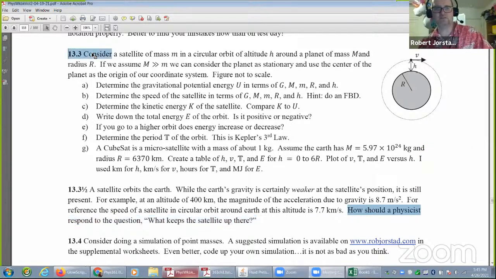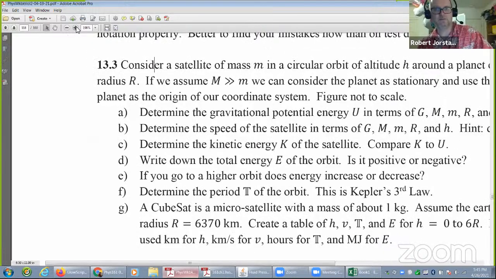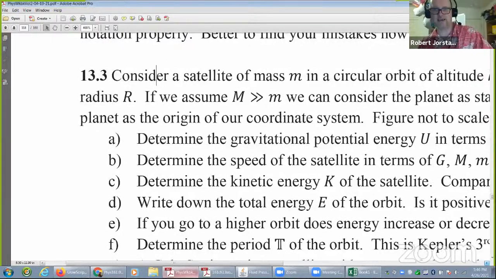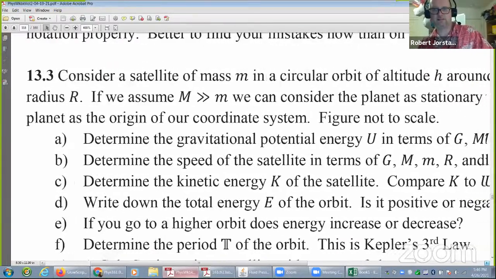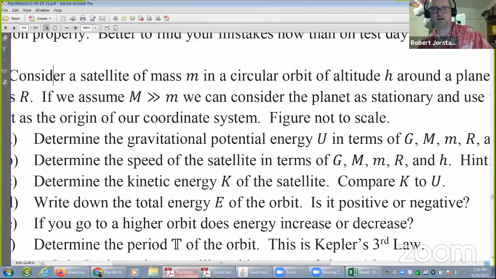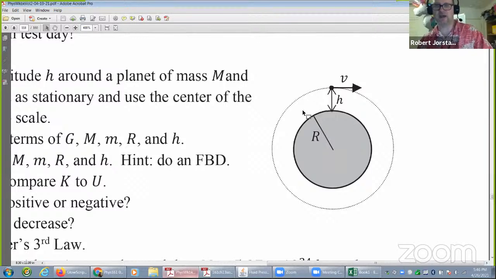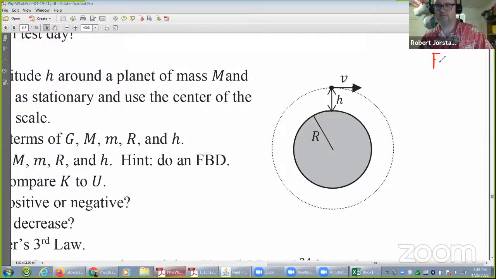Let's look at this 13.3 really quick. Okay. I'm just going to make this jumbo. You've got a satellite of mass little m at altitude h around a planet of radius r. And we're going to assume the mass of the planet is huge. So just like our simulations, the mass of the planet is huge. I'm going to draw the FBD over here. What is one force acting on the satellite as it orbits in this position?